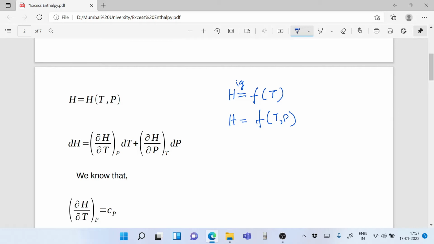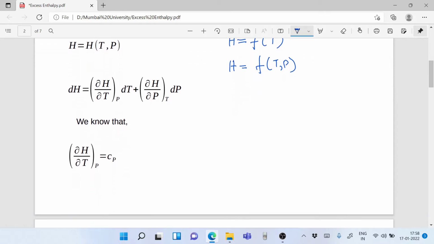So now we take that the enthalpy of a real gas is H, that is, H is a function of T and P. So we differentiate it, we get dou H by dou T at P dT plus dou H by dou P at T dP. Now we know that dou H by dou T at P is Cp.